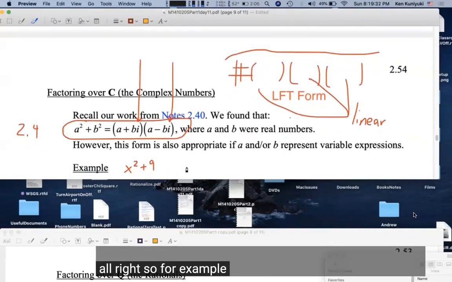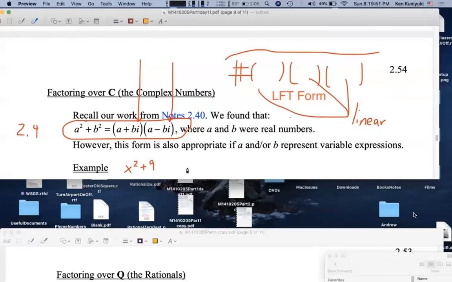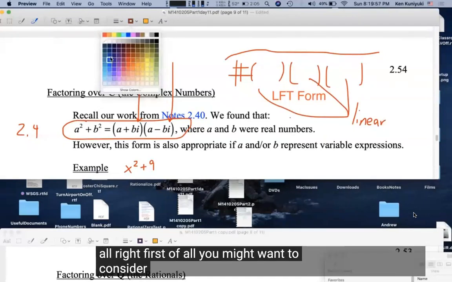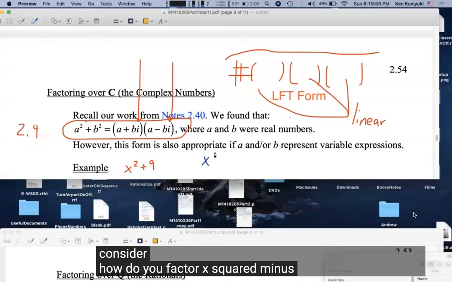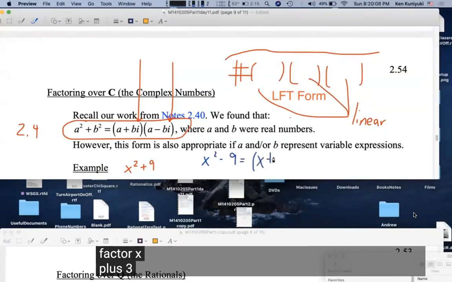All right, so for example, how'd you factor x squared plus 9? I'll give you 15 seconds. All right, first of all, you might want to consider how do you factor x squared minus 9? That's a difference of two nice squares. We can factor that old school as the factor x plus 3 times the factor x minus 3, or vice versa.